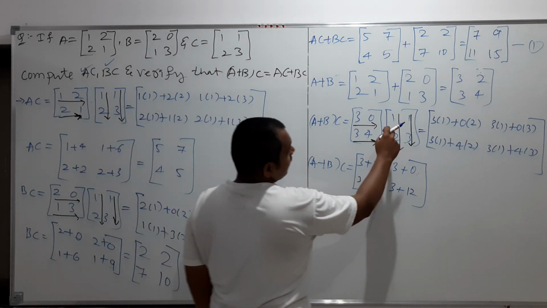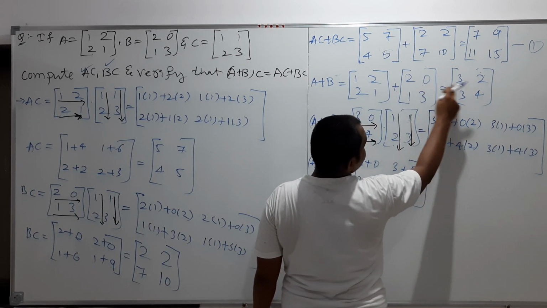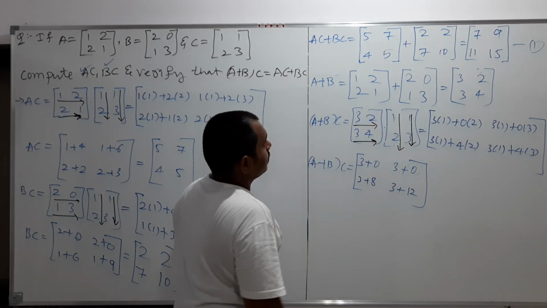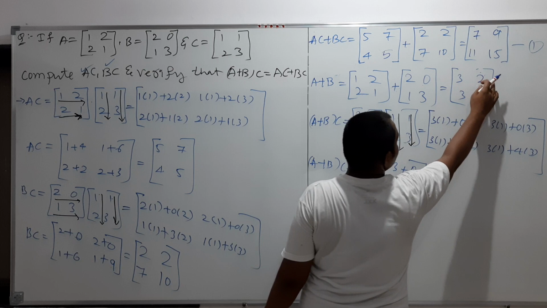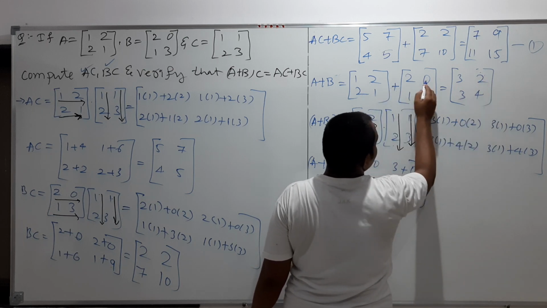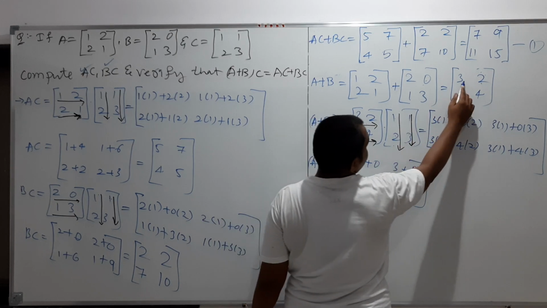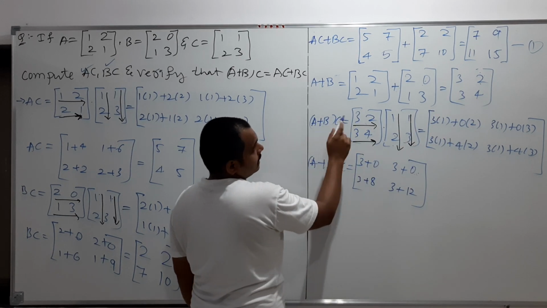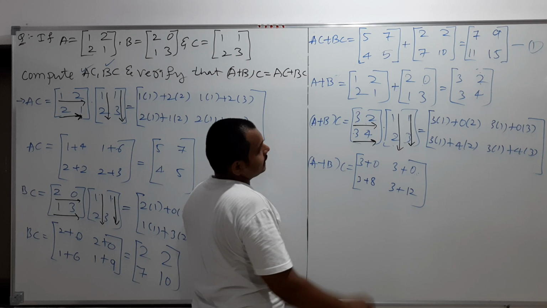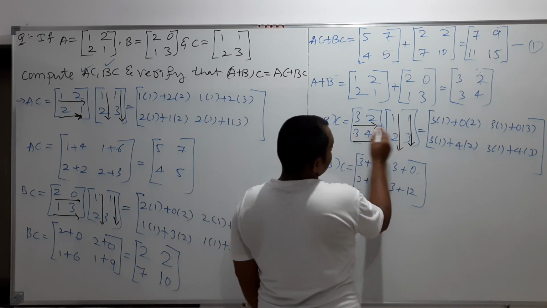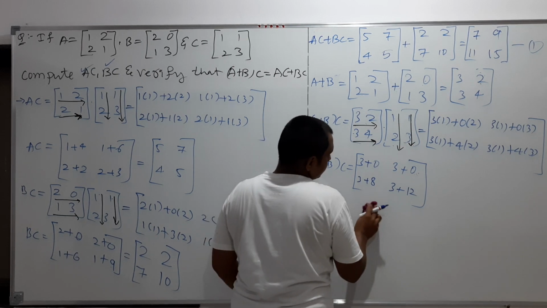Sorry, as we calculated wrong here, 2 plus 0 is 2. I wrote 0 here, but 2 plus 0 is 2. So 2 here it is. This A plus B value I substitute here as A plus B is 3 2 3 4. Next, the C value is 1 1 2 3. Further simplify this. So first row, first column, I'll calculate this once.